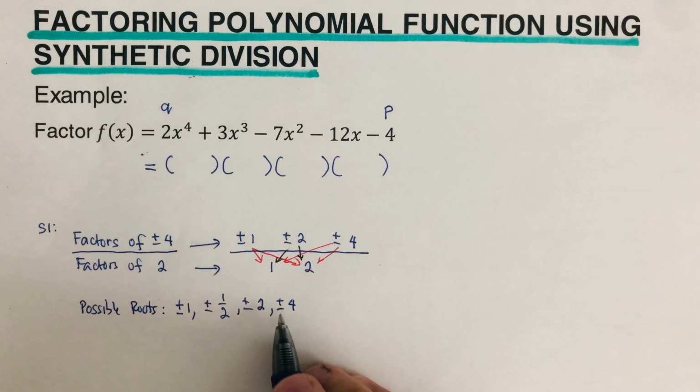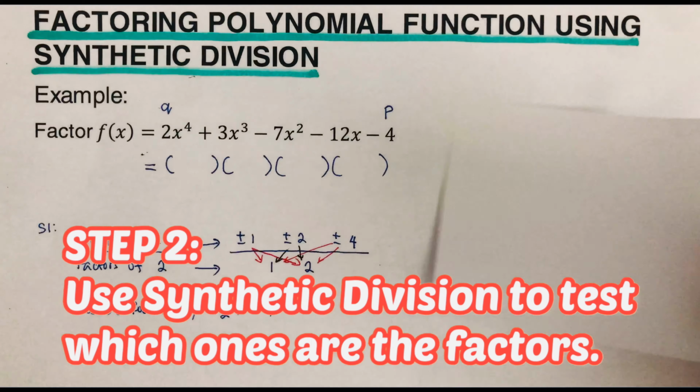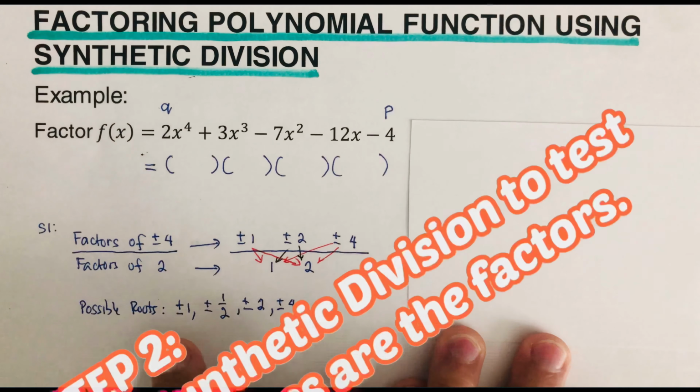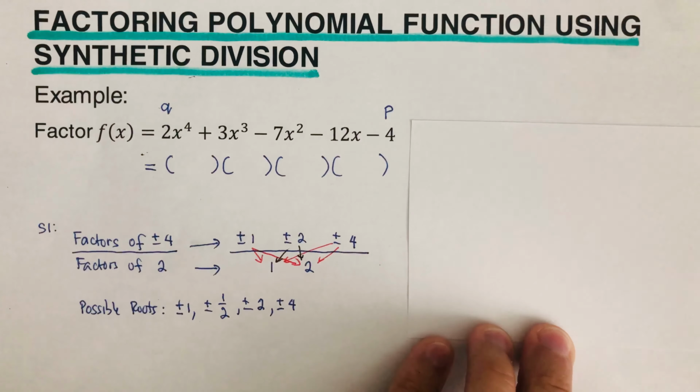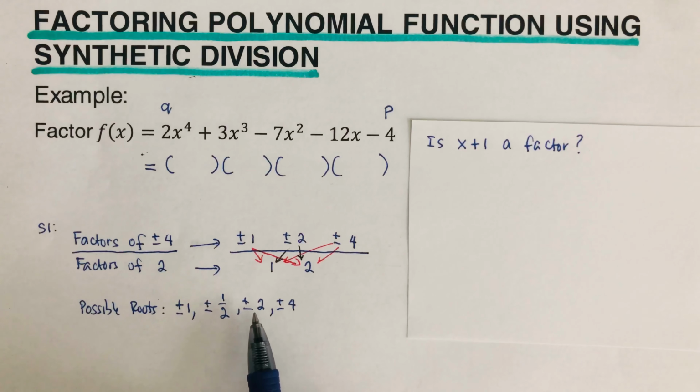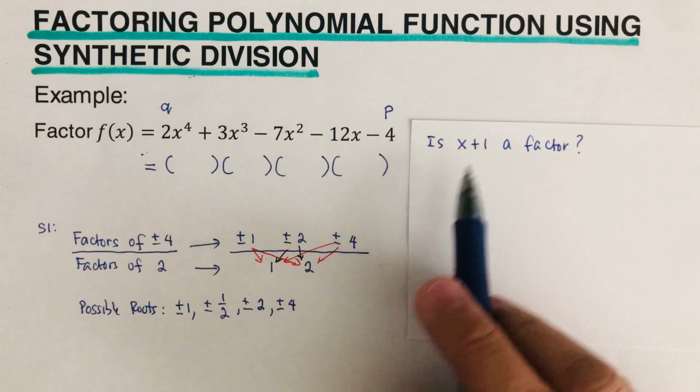Now our next step is to use synthetic division to test which one of these are factors. I will have to test each one of these. We need to figure out, is x plus 1 a factor? If it's not, then we move on to x minus 1. And there's a trick here. We are going to test the whole numbers, or the integers, first. After we're done with minus 1, then we go x plus 2 and x minus 2, and then x plus 4, x minus 4. If it doesn't work, we can go back to the 1/2. But for now, we start with x plus 1.